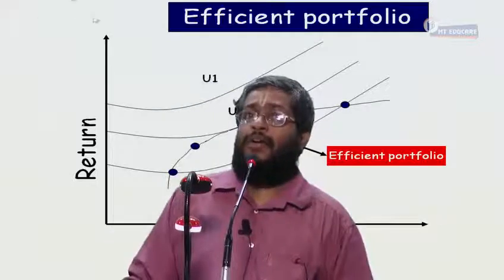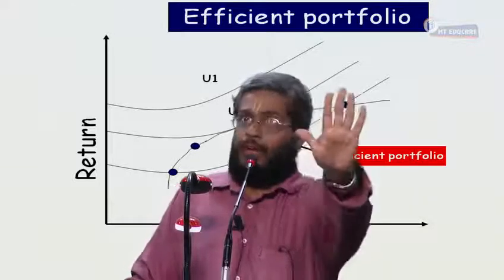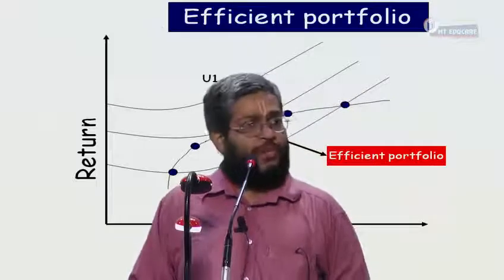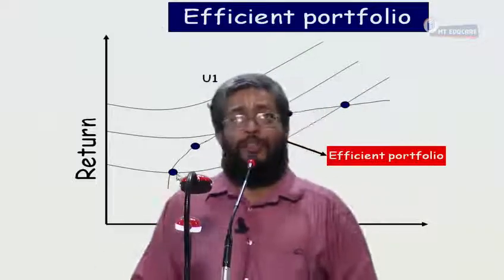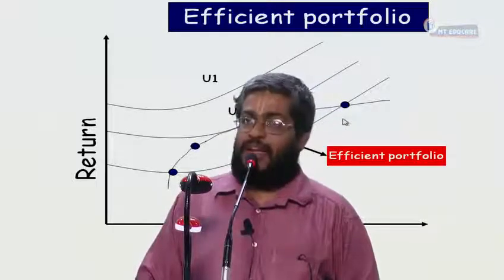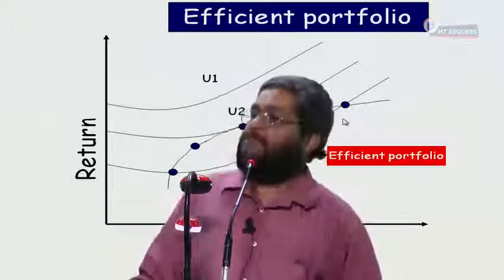Are you following or not? Now, very simple here. What is the point of tangency? Portfolio 5. Apart from portfolio 5, do other portfolios fall on a utility curve or not? Yes. What are those portfolios here? Portfolio 3, portfolio 7, etc. But why am I not selecting all those points? They fall in what? Lower utility curves.